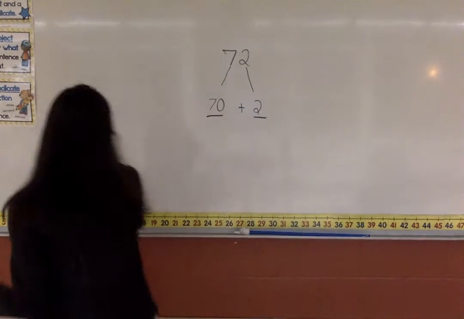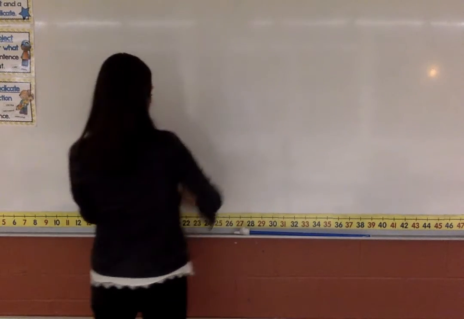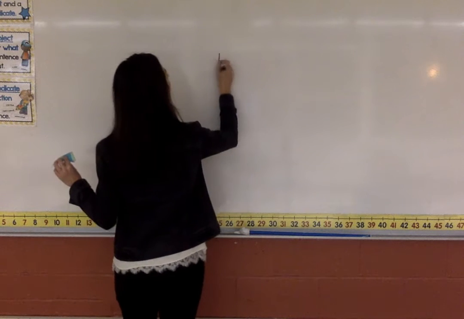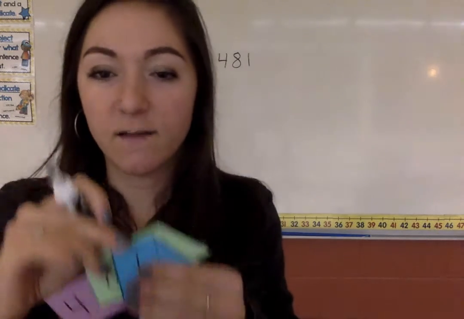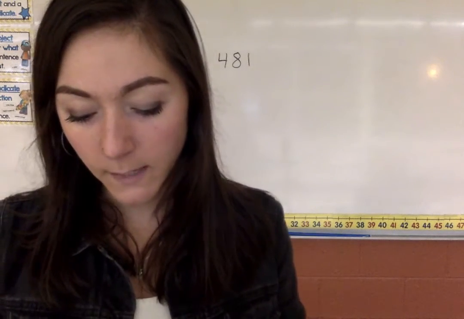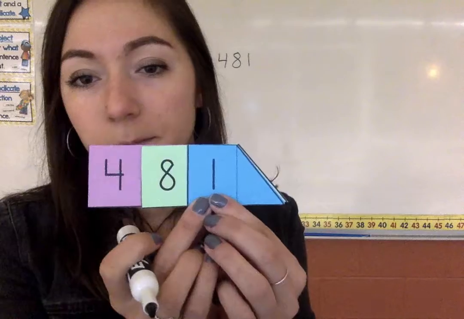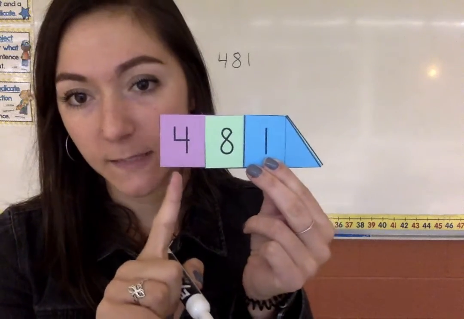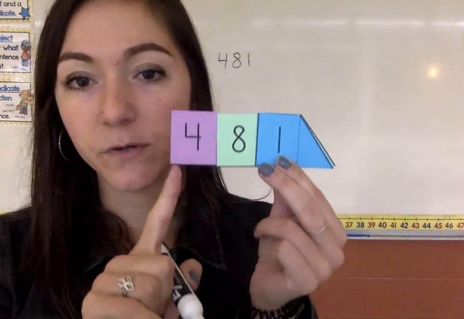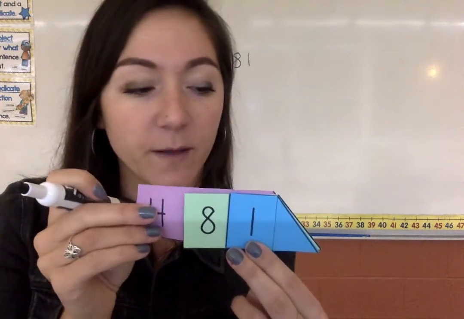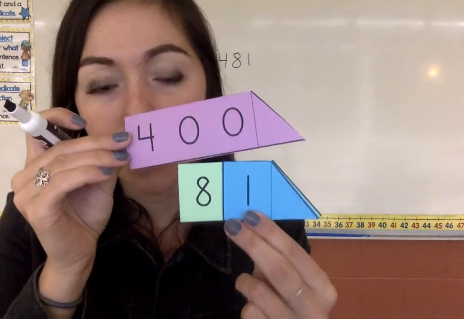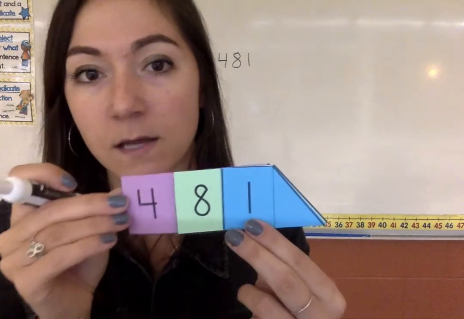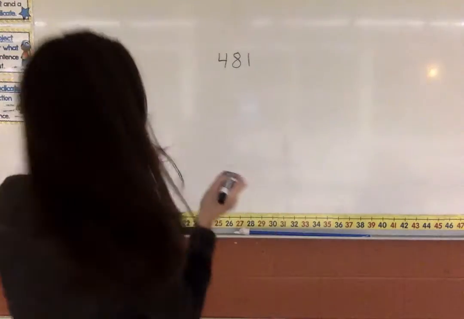Okay, let's try another number. Okay, 481. So again, I have my place value cards here. And we really need to think about what each number represents based on the place that it's in. So my 4 is in the hundreds place. So I know that my 4 is representing 4 hundreds, or if I move my place value cards, 400. Those hidden zeros are still there, even though there are numbers in the tens place and ones place. So in my hundreds place, I have 4.